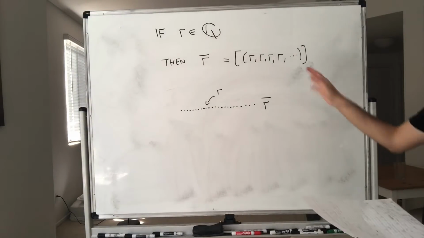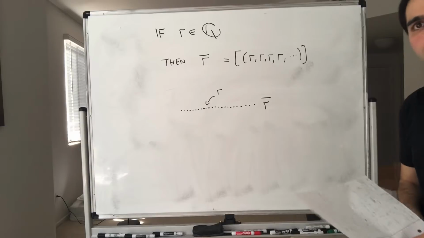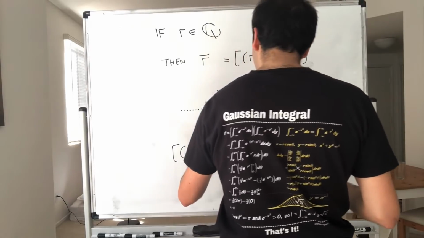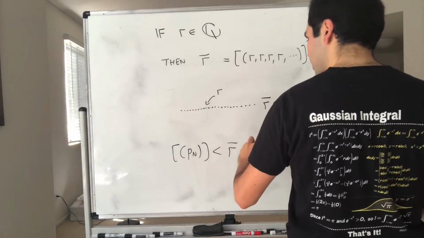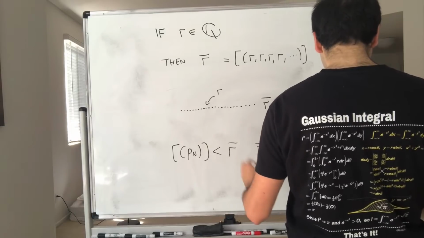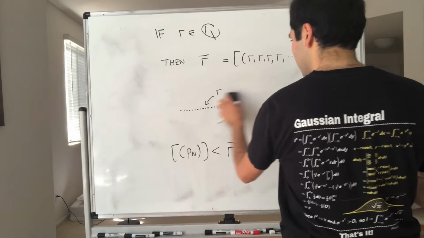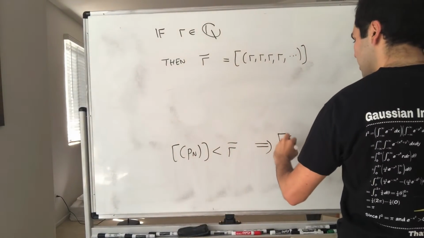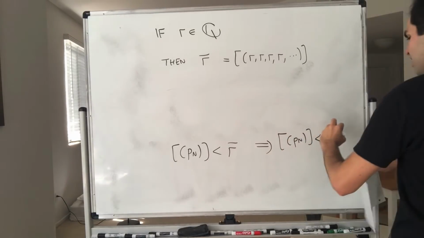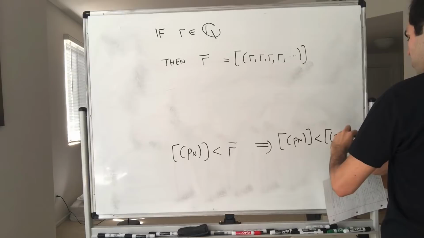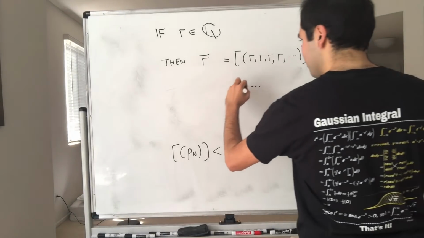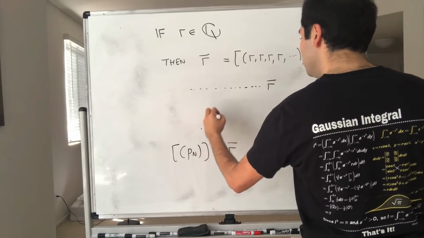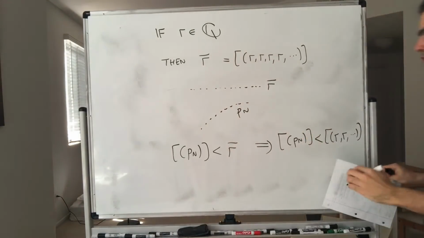And also, I'll try to not abuse notation, but usually if I ever write Pn, a sequence, is less than r bar, what I really mean is that Pn is less than the constant sequence r. So again, this is r bar, and I'm just saying Pn is again uniformly smaller than r bar.